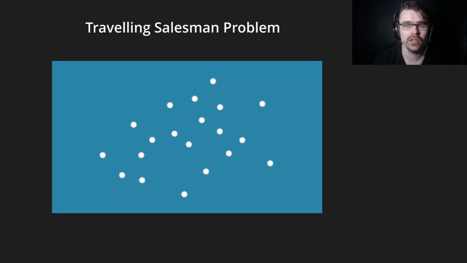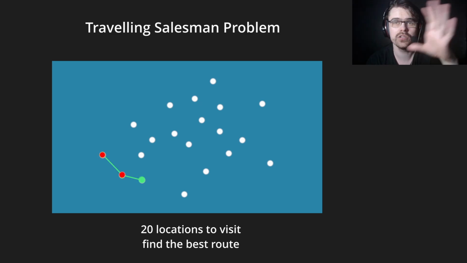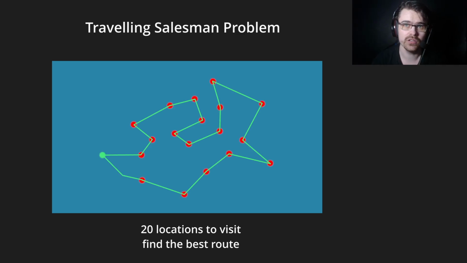Now, say you have like 20 locations you want to go to. So you start at 1 and then go to another, and another. You need to go to all 20 locations and you need to find the shortest route. And there's an algorithm to do this, and it's normally a good way to test performance.